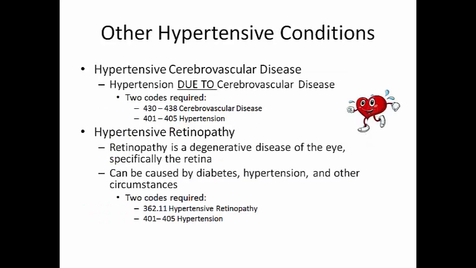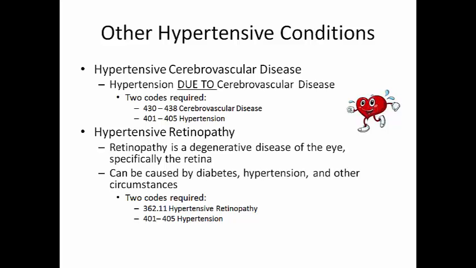So other hypertensive conditions. Patients with cerebrovascular disease due to hypertension require 2 codes to be assigned. Under the category heading shown above code 430 in your ICD-9 book in the tabular section will remind the coder of the necessity for that 2nd code.